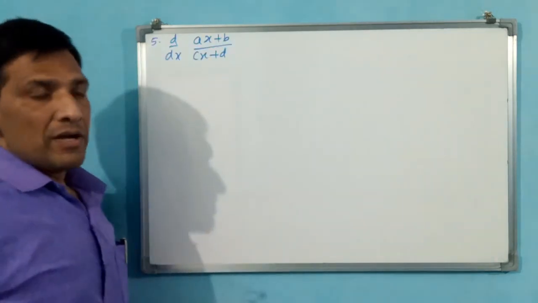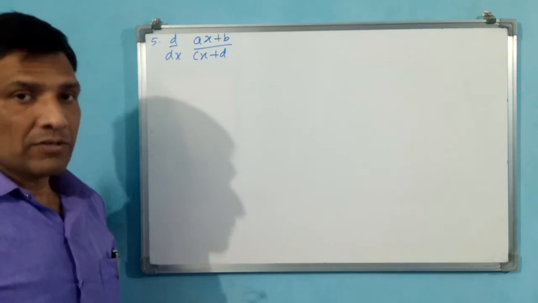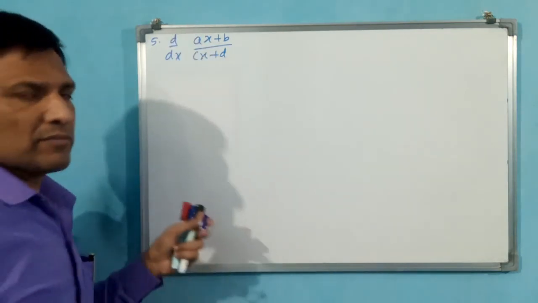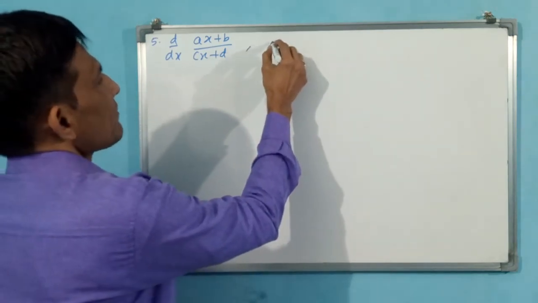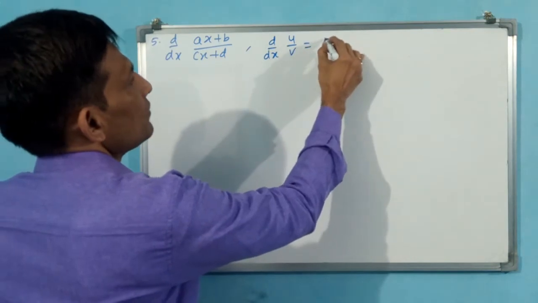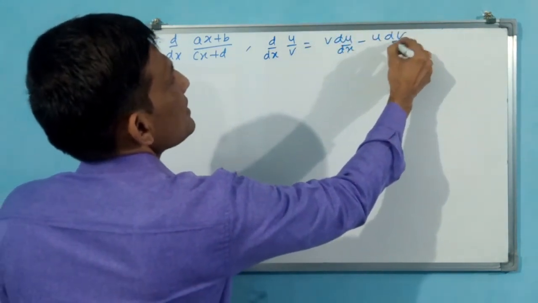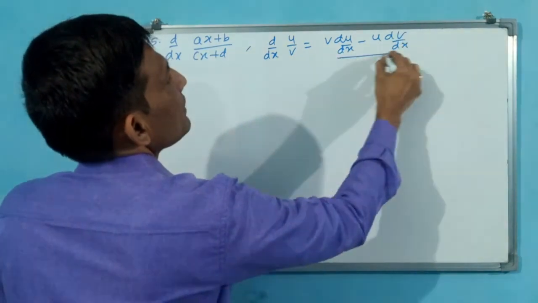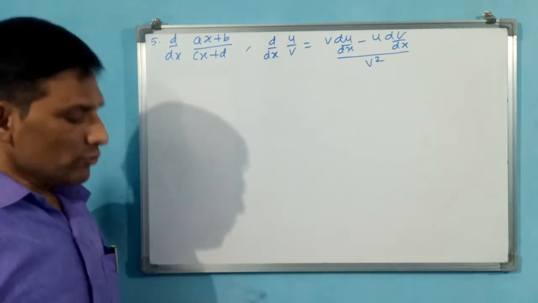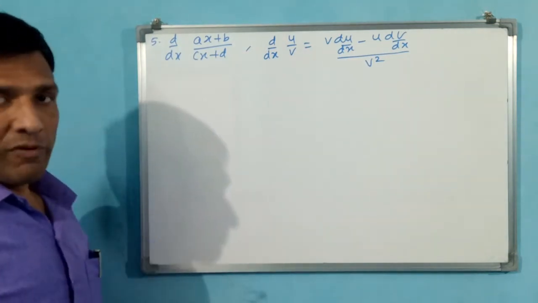See, d by dx ax plus b by cx plus d. That we have to proceed. Now see, d by dx u by v formula has come. First of all, let us write one time formula. D by dx u by v is equal to v du by dx minus u dv by dx by v square. That formula first you write. Then we will proceed further.